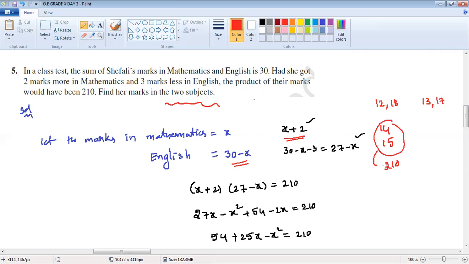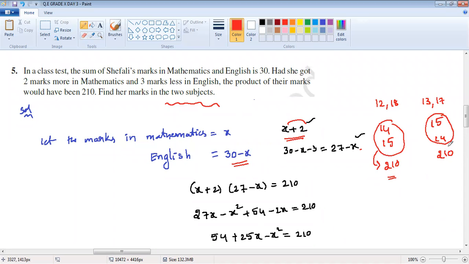What happened? Is it 210? Find the product. Is it 210? Similarly, this is 13 plus 2, 15. Then 27 minus 13, which is 14. This result is also 210, right?